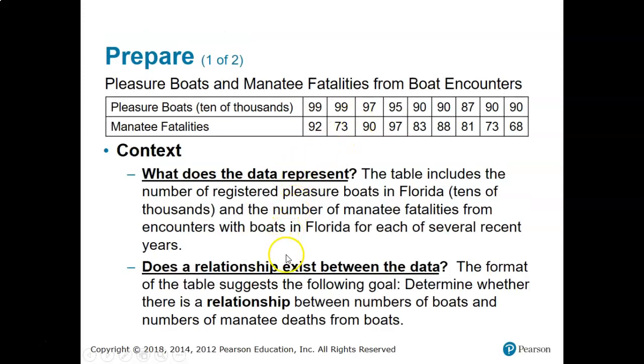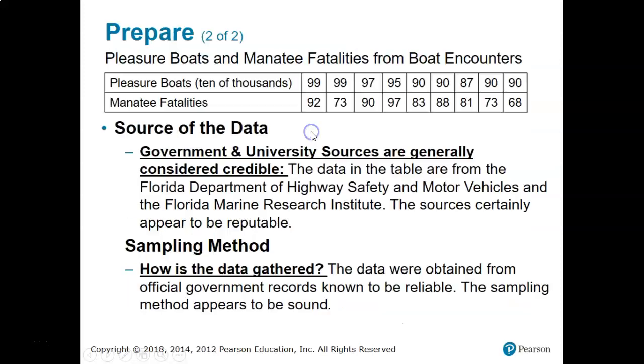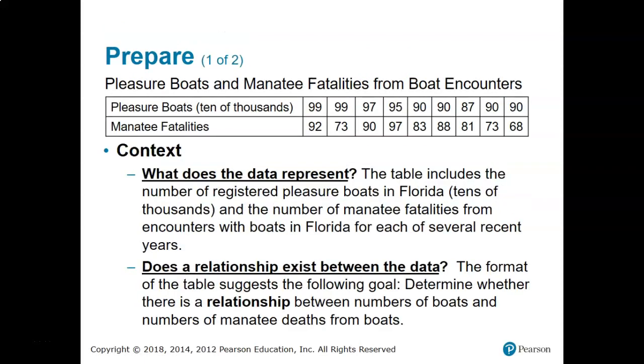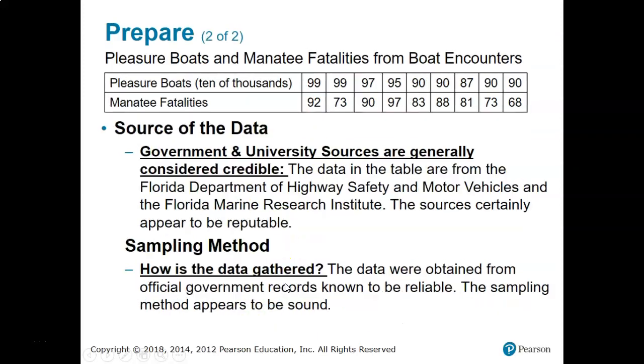Okay. Does a relationship exist between the data? In looking at this, we're trying to see whether a relationship exists between the pleasure boats and the manatee fatalities. So as we have more pleasure boats, do we have more manatee fatalities? That's important for understanding the relationship between them.